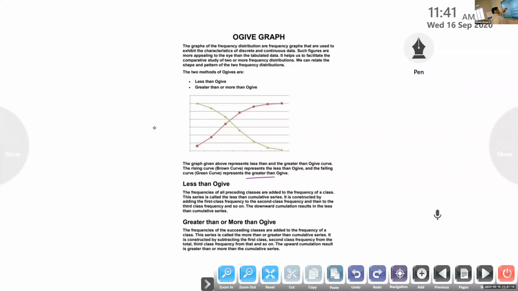So we are discussing independently what we mean by less than ogive. The frequencies of all preceding classes are added to the frequency of a class. We want to add the frequency of each class, so finally we will get the number. This series is called the less than cumulative series. It is constructed by adding the first class frequency to the second class frequency and then to the third class and so on. I will show that, don't worry.